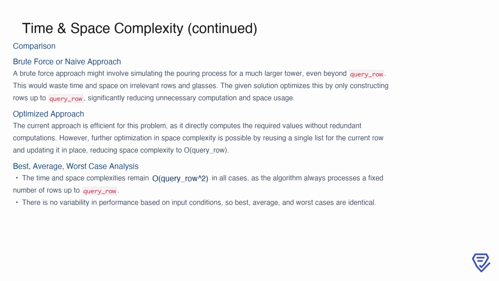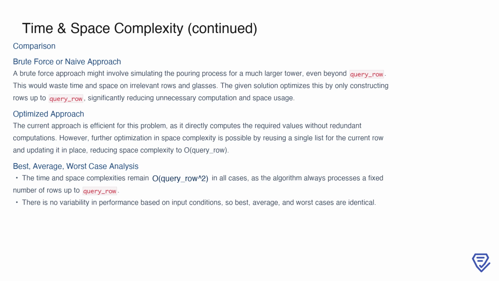While this approach is efficient, there is room for further improvement in space complexity. For example, instead of maintaining the entire 2D tower, we could use a single list to represent the current row and update it in place as we process each row. This would reduce the space complexity to O(query_row). However, regardless of such optimizations, the time and space complexities remain O(query_row^2) in all cases.